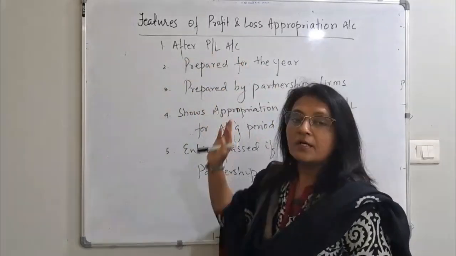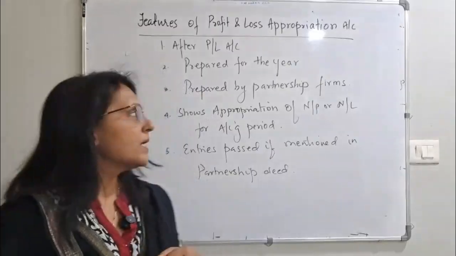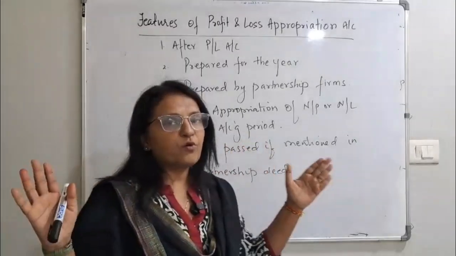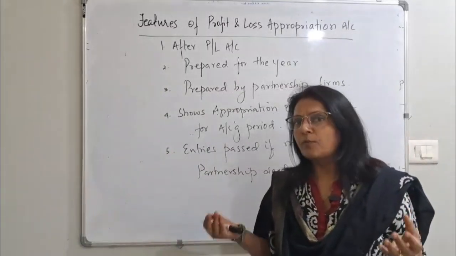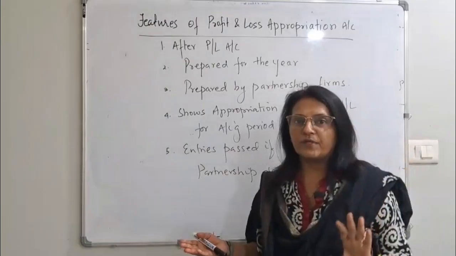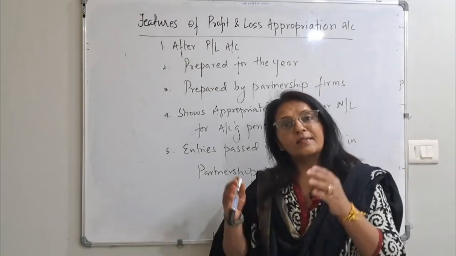That it comes after the profit and loss account. This is the first thing. Second thing is, it is prepared for the year. Like the profit and loss account, when do we prepare it? At the end of the year. We prepare the profit and loss account at the end of the year.